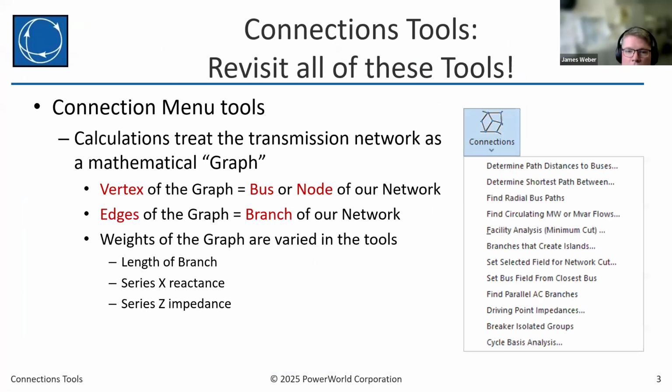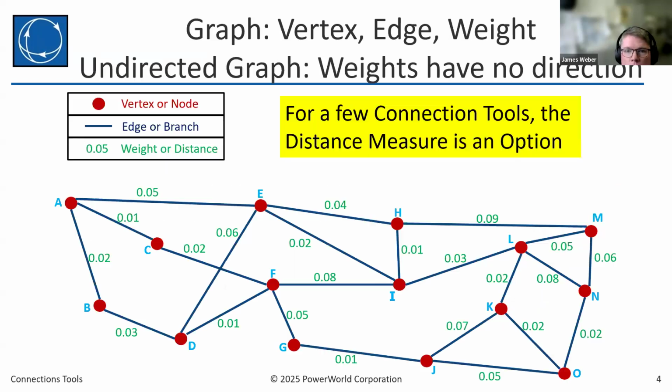All of these features, I wouldn't say they're traditional power system engineering tools. They're more basic than that. They're just talking about what a mathematician would call a graph. A graph is made up of vertices, edges, and weights. In PowerWorld, or in our industry, we talk instead about buses and nodes, which are the vertices, and branches, transformers and lines, which are the edges. And then the weights can be different things depending on how we're trying to use the tool. So just to get some words out of the way.